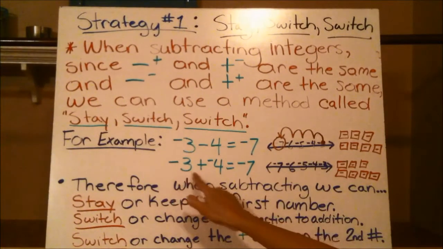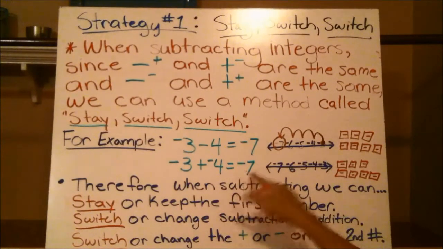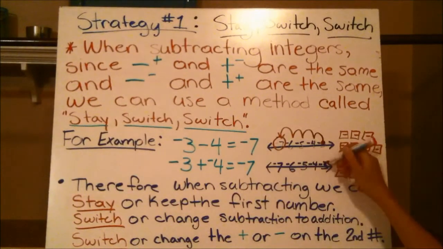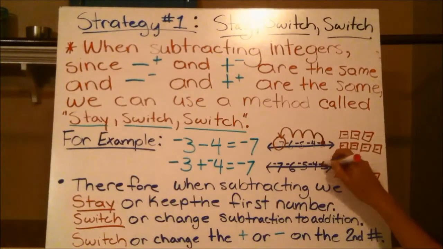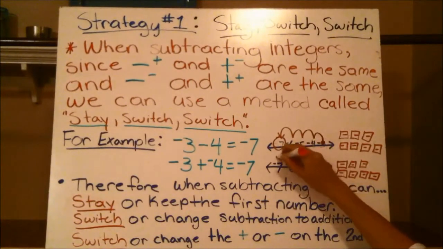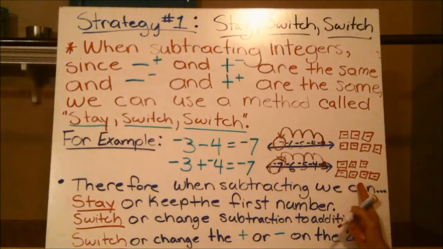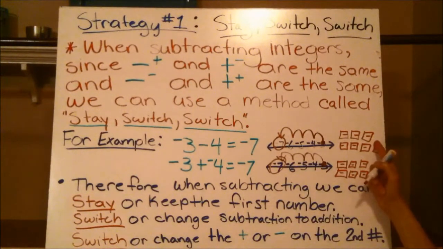Let's look here. -3 plus a -4 also equals a -7. Let's start at -3 on our number line and add a -4, which means I still move to the left 4 places. And again, I stop at -7. Look at my integer chips. They're exactly the same as the previous equation.